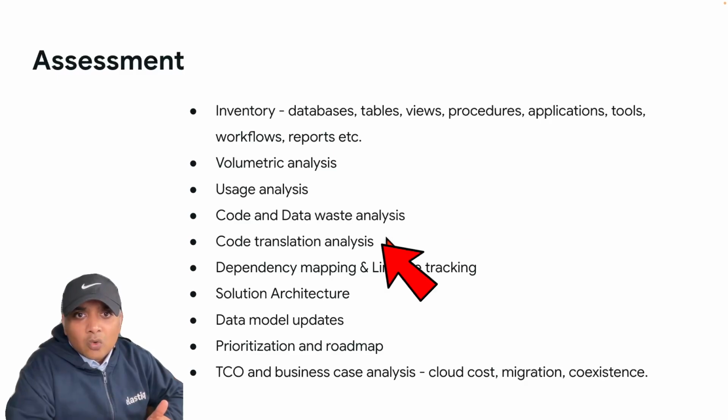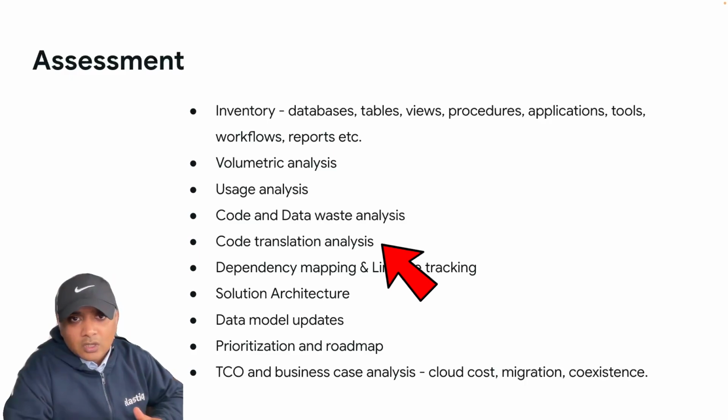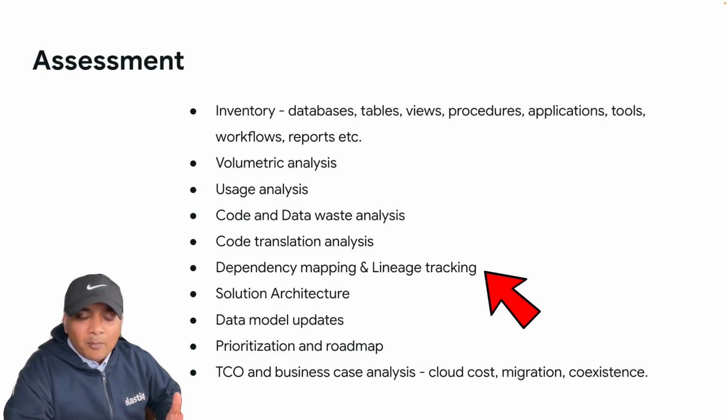The third thing is code translation analysis. We are in the age of AI, and in most cases, people would at least use some level of AI to translate the code from a legacy data warehouse to a modern data warehouse, whether it be a managed system from a hyperscaler, for example, the BigQuery translation service, or an AI system that you write on your own using something like Gemini or ChatGPT or something else. It is important to understand the code translation capabilities of the system and how much of your code can be translated versus not. It is important to do dependency mapping and lineage tracking.